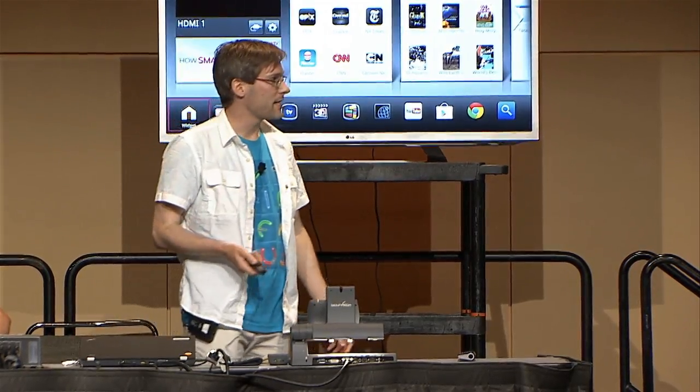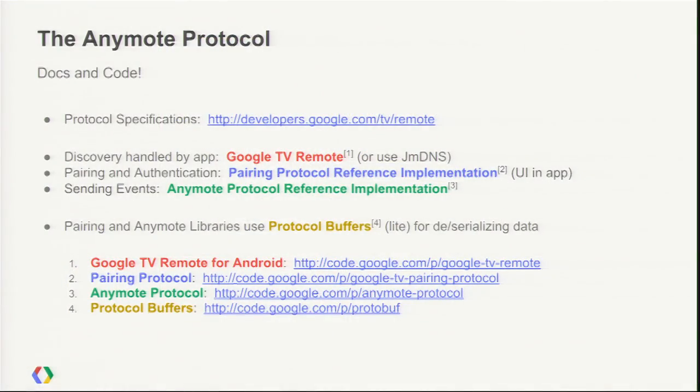So as I said, Anymote is a specification. If you want to learn about how Anymote works, you can go to our developer site for TV Remote. It talks about the specification, and there's quite a few libraries out there and open source code. Discovery is generally handled by the second screen application itself. That's not baked into a library, but you can use something like JMDNS.